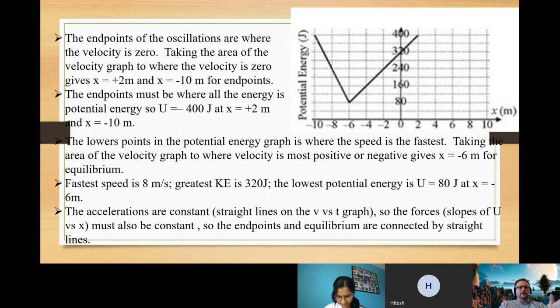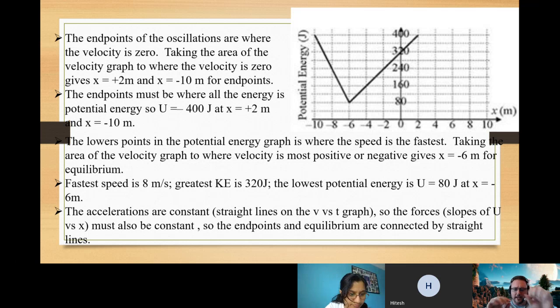So just to go over this, the endpoints of the oscillation, because obviously this is oscillating, are where the velocity is 0, right? So the velocity is 0 at these endpoints because there's total potential energy. Taking the area of the velocity graph to where the velocity is 0 gives x equals +2 and x equals -10. And those are those 2 points. And it's talking about taking the area. So that's explaining again how you did it.